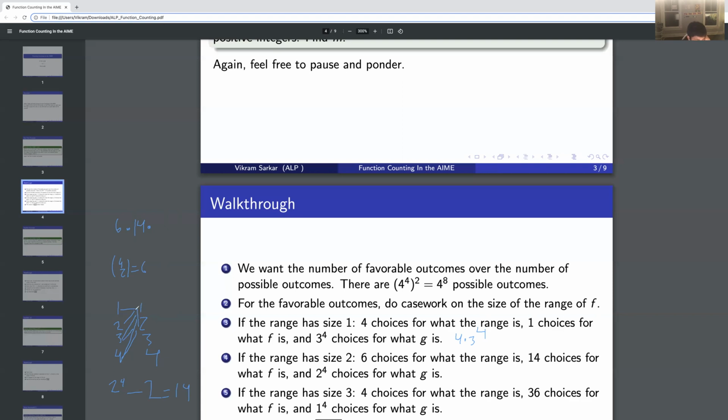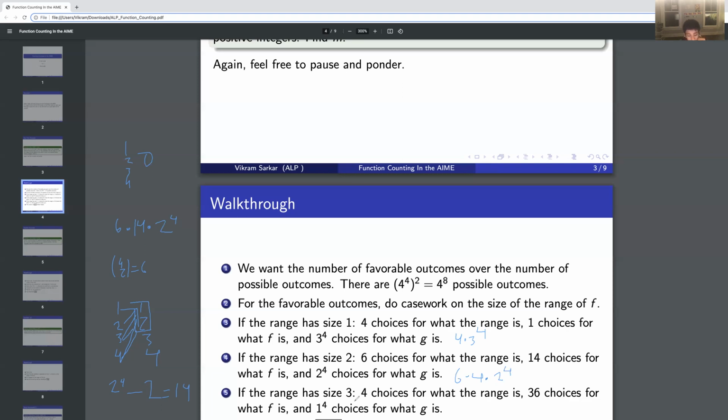So this is the range of F. The range of G can be any subset of this. So 1, 2, 3, 4 to some two element subset. Then for each of 1, 2, 3, 4, there's two ways to go from 1 to this, because there's 2 options for 1, 2 options for 2, 2 options for 3, 2 options for 4. So 2 to the power 4. And this gives 6 times 4 times 2 to the power 4.